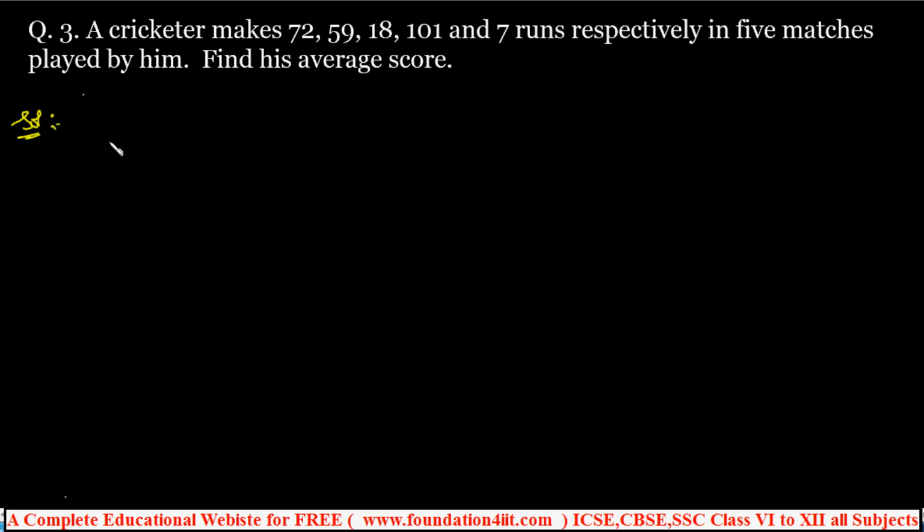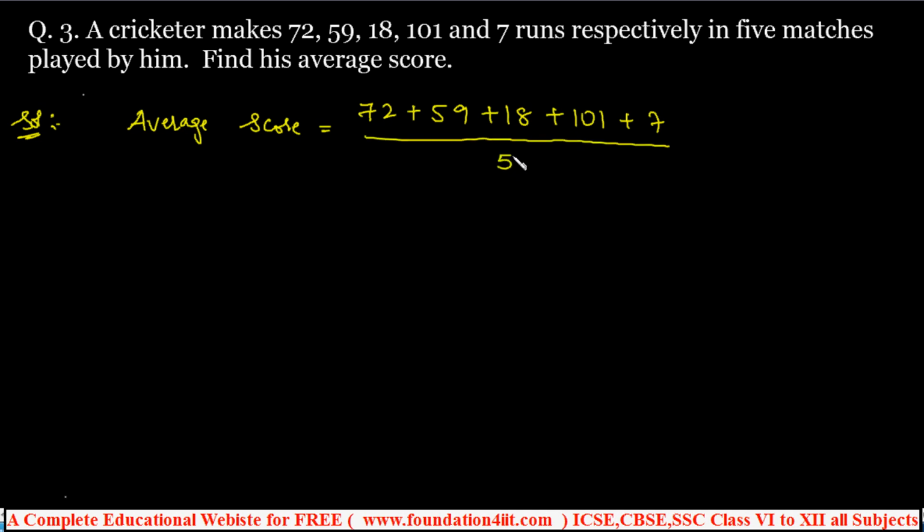So according to the formula, the average score is the sum of observations divided by the number of observations. Here the observations are nothing but runs, the player's runs. So 72 plus 59 plus 18 plus 101 plus 7. We should add these 5 numbers and divide by 5, so you'll get the answer directly. Sometimes you'll get decimals also. Options will be given in decimals also, so you have to convert.